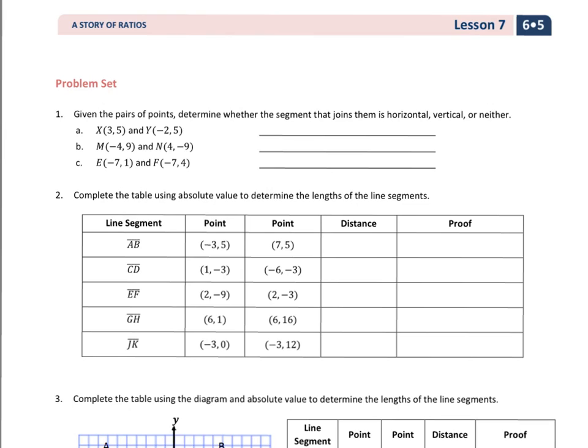The first question states, given the pairs of points, determine whether the segment that joins them is horizontal, vertical, or neither. So we're looking at x and y, and we want to see if any of the points are the same. And I see that the 5, or the y coordinate, is the same. So when the y is the same, it's going to be a horizontal line.